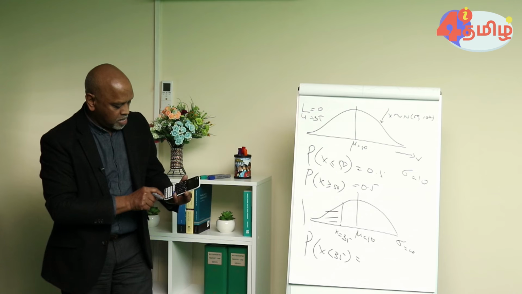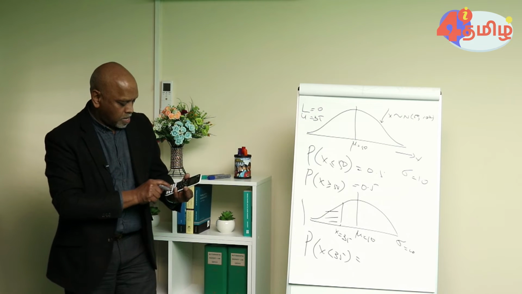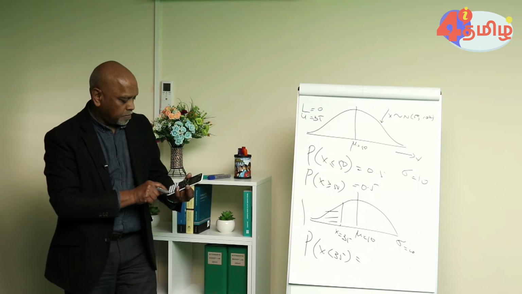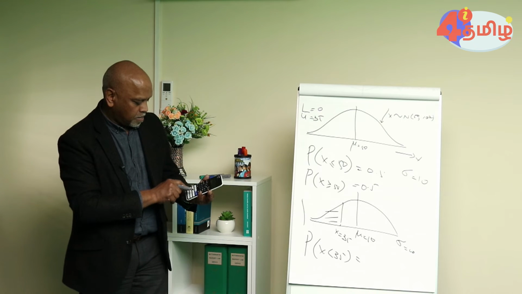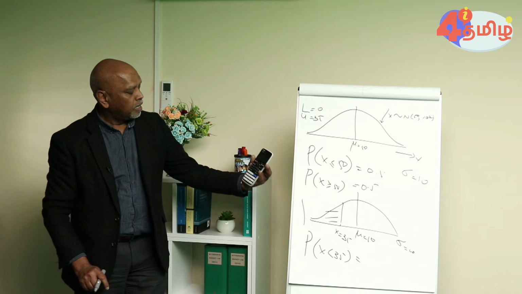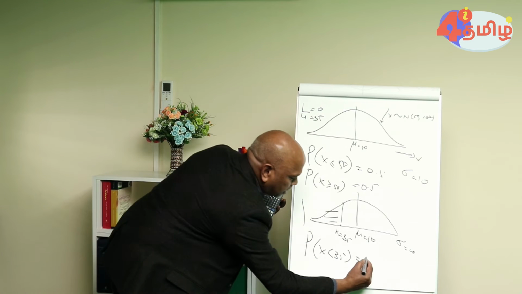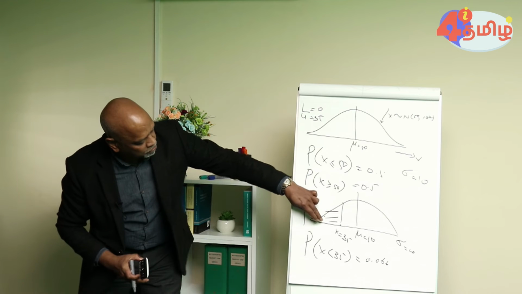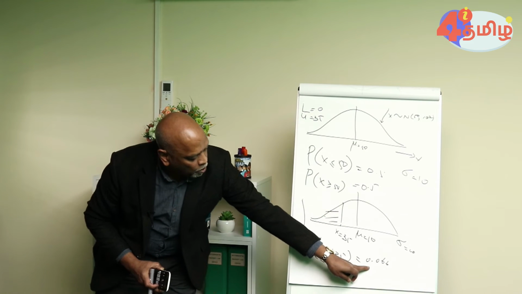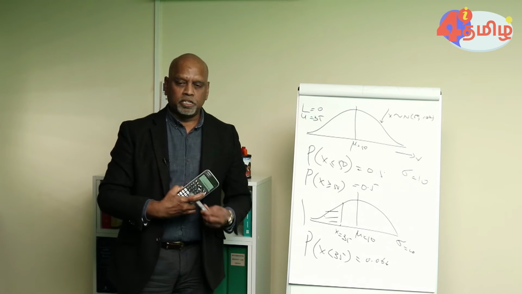And you do that: the lower value is 0, the upper value is 35, the standard deviation is 10, mu is 50. The answer is 0.066. So this much of the area is 0.066. So you need to have the calculator, the scientific calculator, to calculate that.